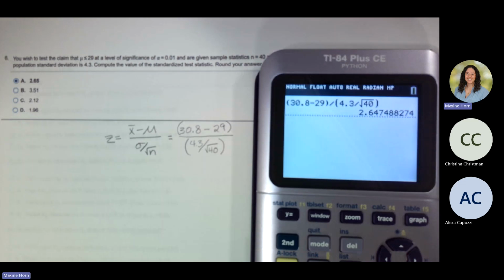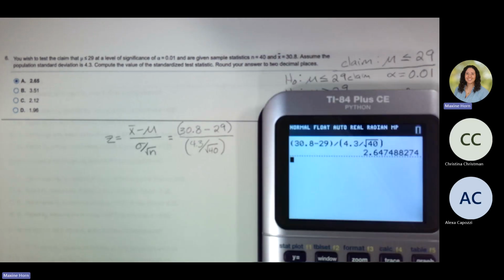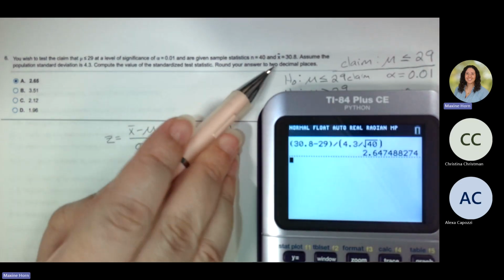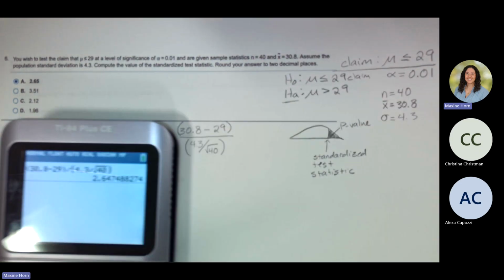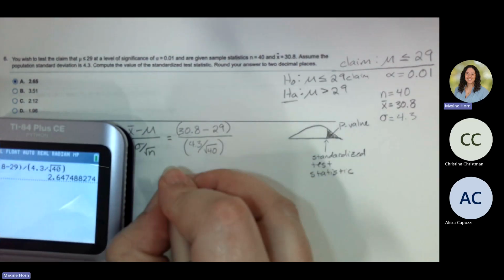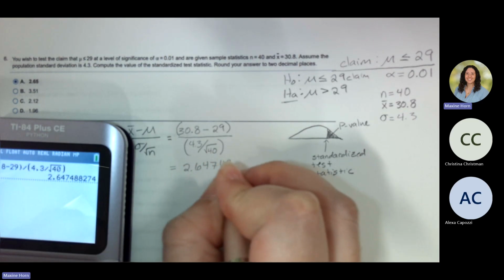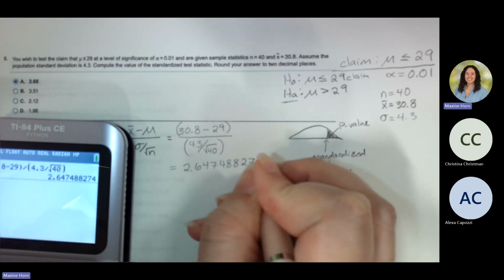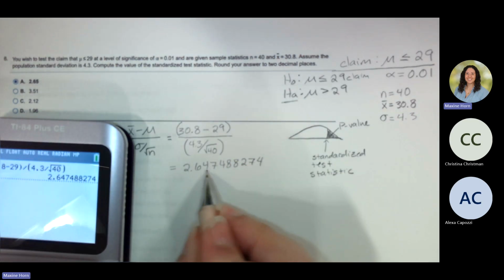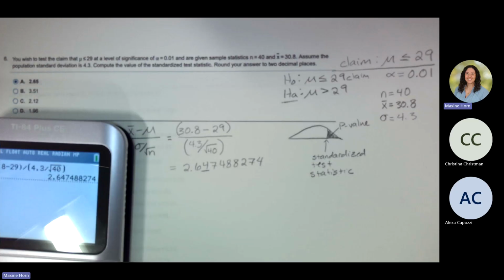And I'm getting 2.647488274. And they told us to round to 2 decimal places. I always take a second to remind everybody of how to round, because you never want to get a problem wrong after doing all that work just because you forgot how to round to 2 decimal places. So I'm going to underline the number that I'm going to round to.